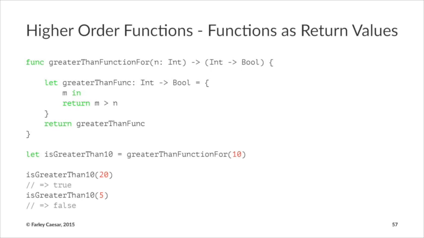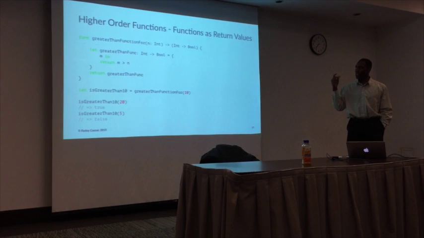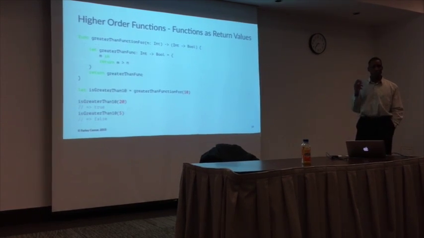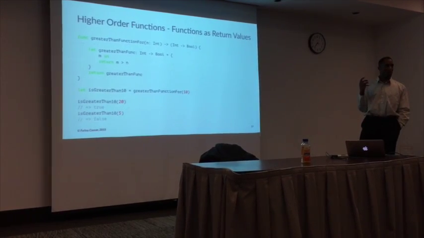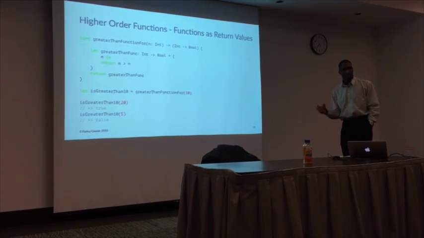I'll say let is greater than 10 equal greater than function for 10, right? And then I can say is greater than 10 of 20 is true, is greater than 10 of 5 is false. Right? So it captured that value, and now I have a function that I can use with that value kind of stuck in it. And so some functional programmers use this kind of technique to almost create this notion of objects, but they're pure, where you can give them some state, and then you can use them later on, right? But they can't be changed.